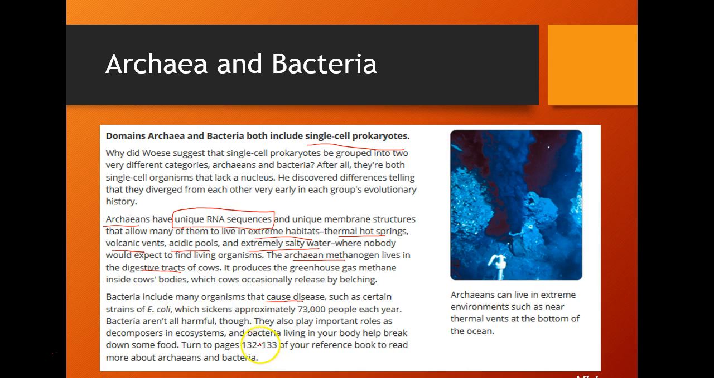Not all of them cause disease, but that is one characteristic of some bacteria. Another characteristic of bacteria is that they are the decomposers in an ecosystem. So the bacteria that lives inside our bodies help break down food.